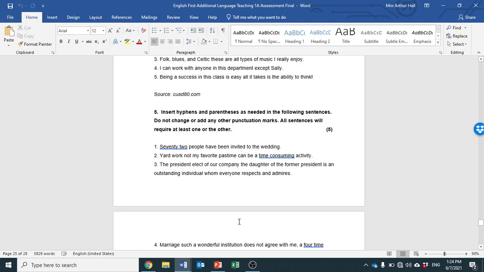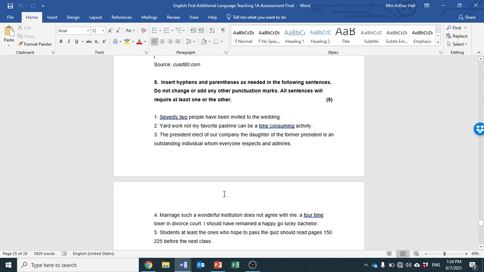Number 2, yard work. Not my favorite task. Pastime can be a time-consuming activity. Okay, time-consuming immediately takes a hyphen because it's one definition. So then you also need to see the extra information. What is not his favorite pastime? That's yard work, because it's a time-consuming activity. So this here is extra information. So you add a comma there between work and not, and a comma between pastime and can.